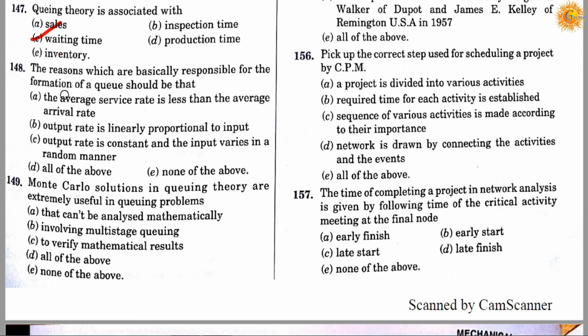Question number 148. The reasons which are basically responsible for the formation of a queue are that, option A, the average service rate is less than the average arrival rate. Option B, output rate is linearly proportional to input. And option C, output rate is constant and the input varies in a random manner. Option D, all of the above. And option E, none of the above. Correct answer is D. The reasons basically responsible for the formation of a queue are all of the above. It means the average service rate is less than the average arrival rate, output rate is linearly proportional to input, and output rate is constant and the input varies in a random manner.